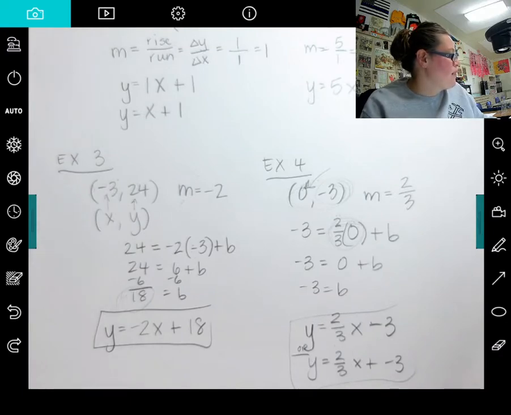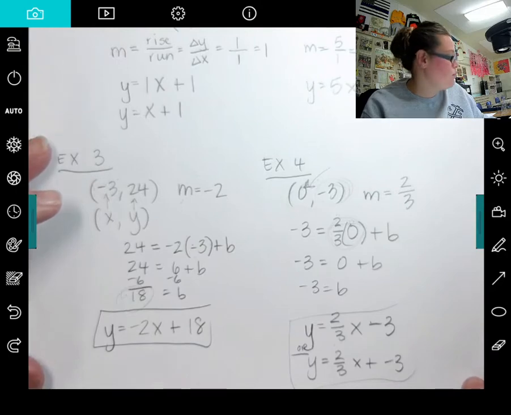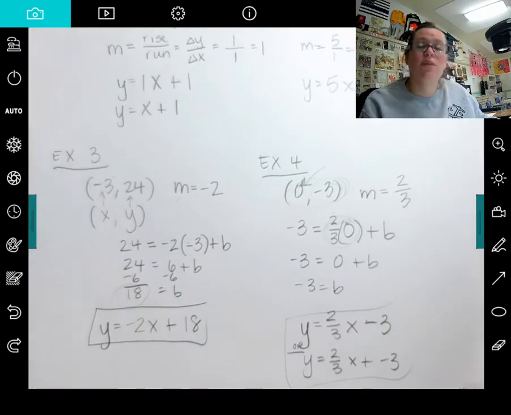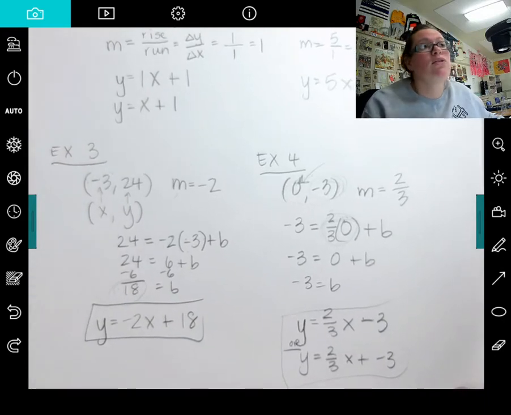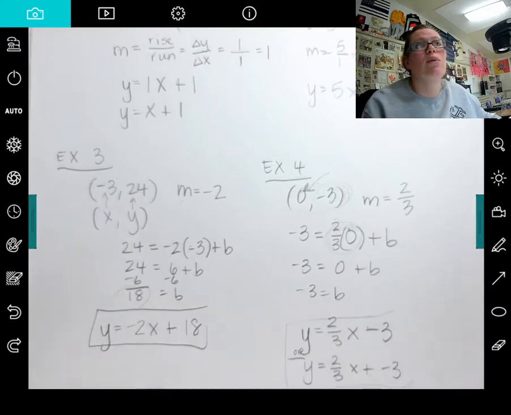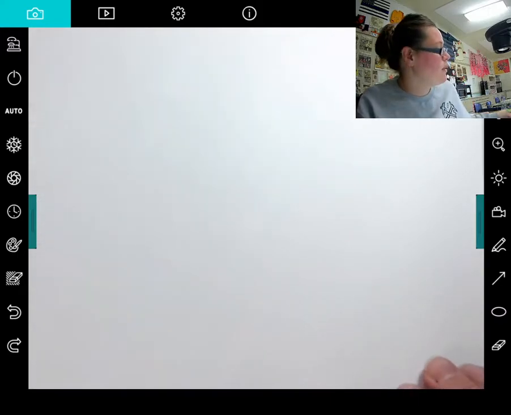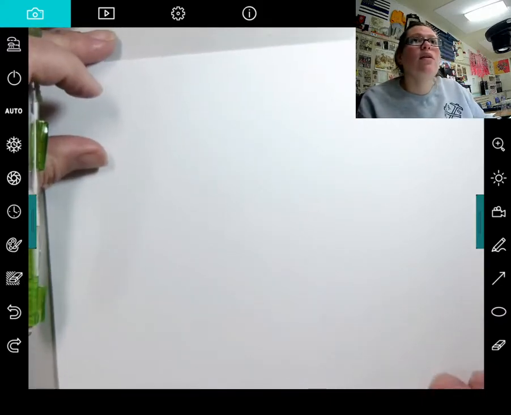So now we're going to talk about writing the equation of a line that is parallel to a line through a given point, if that's not confusing. Hopefully this example helps.